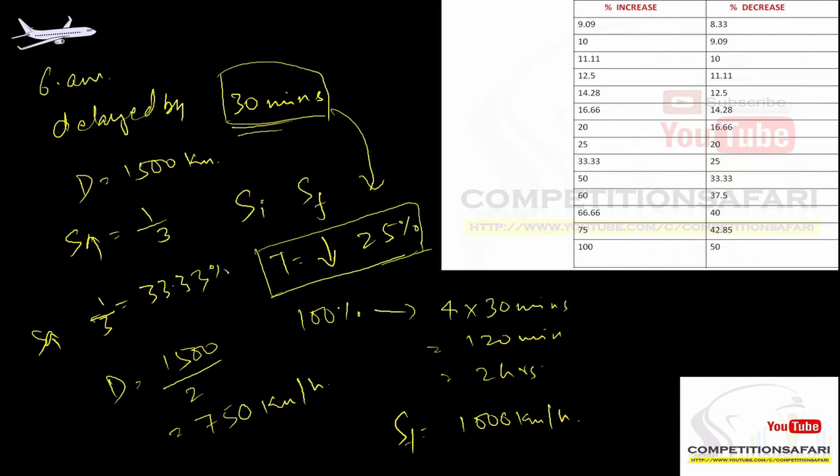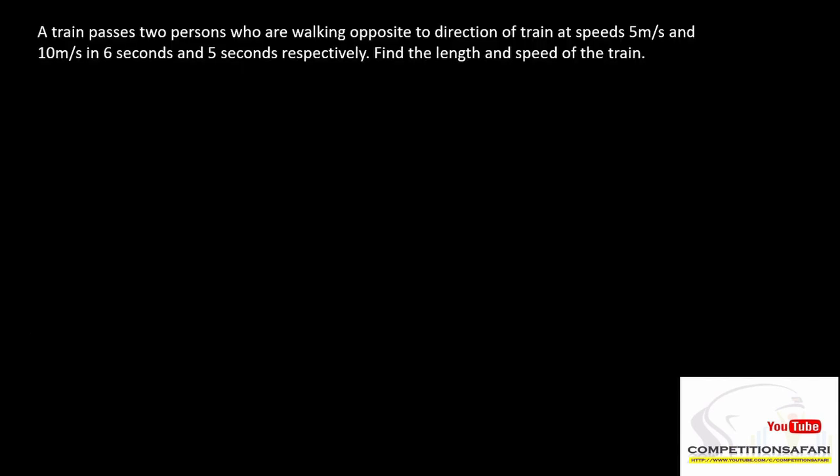Moving to our last question: a train passes two persons who are walking opposite to the direction of the train at the speed of 5 meters per second and 10 meters per second. And they do it in 6 seconds and 5 seconds respectively. Find the length of the train and the speed of the train.